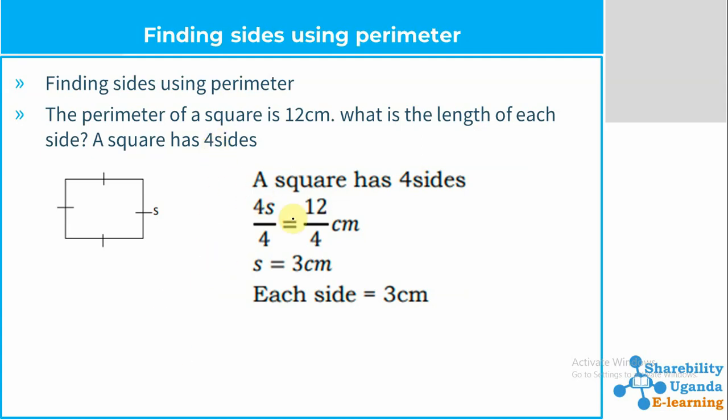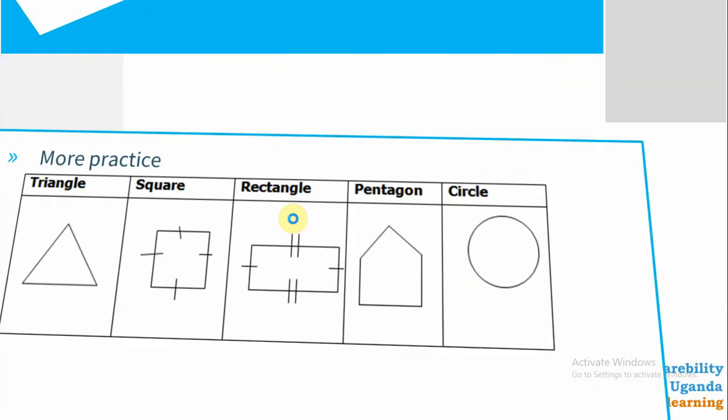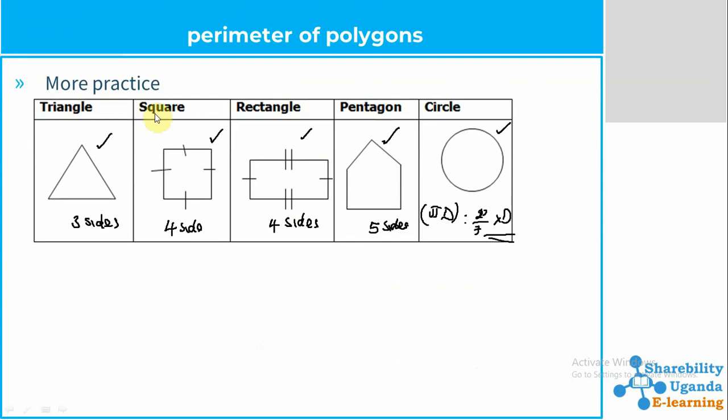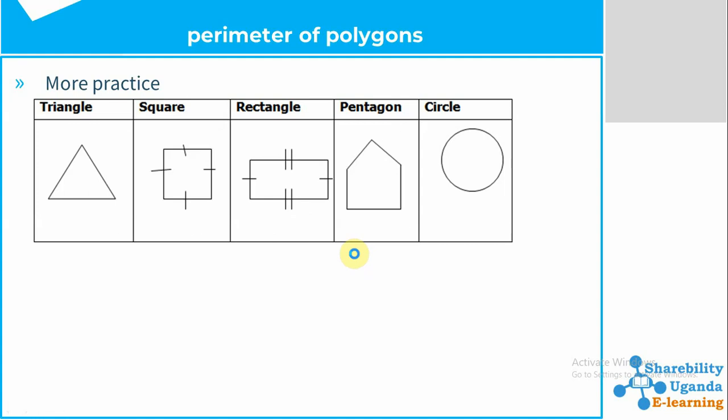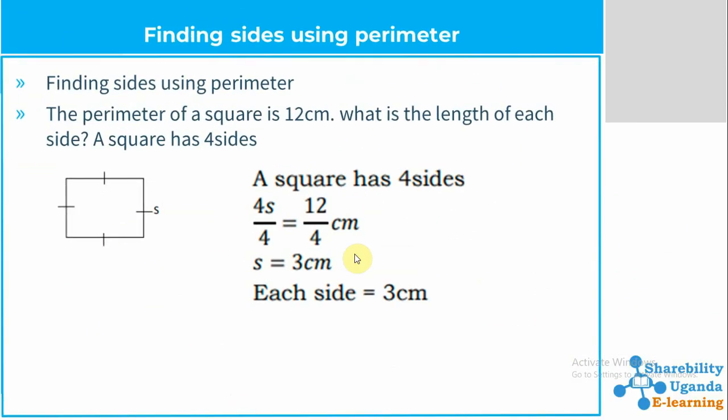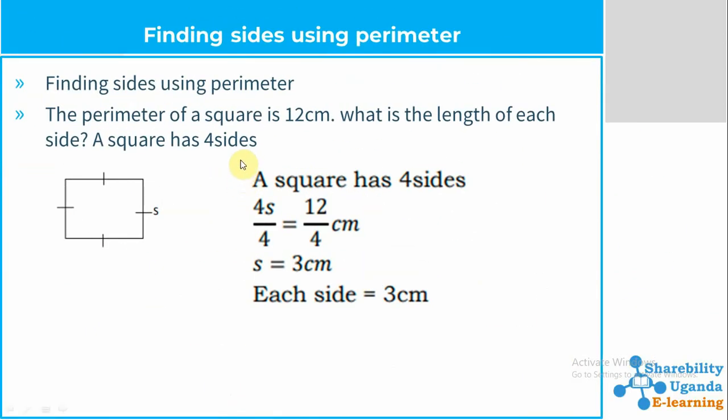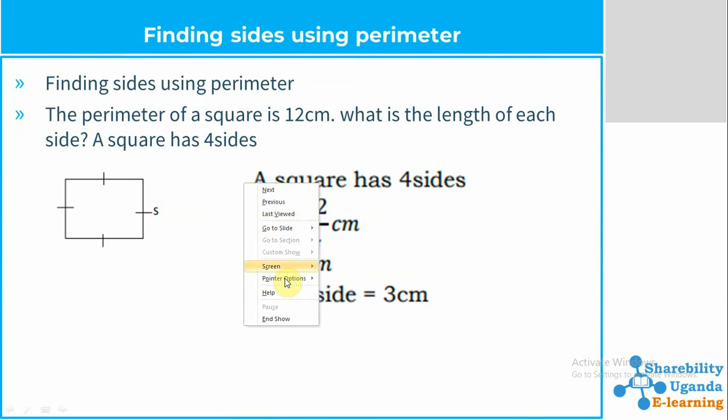Like I've stated up here, when you have this knowledge, you know that a square has 4 sides. A rectangle also has 4 sides. A pentagon has 5 sides. So that can help you to find the sides when you have been given the perimeter. So now let's look at this and see how we are able to get it.